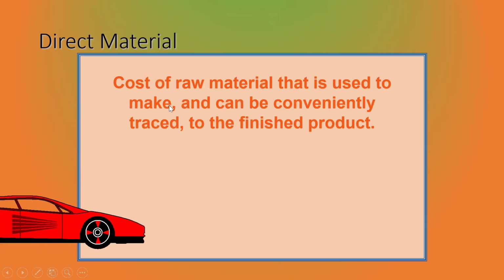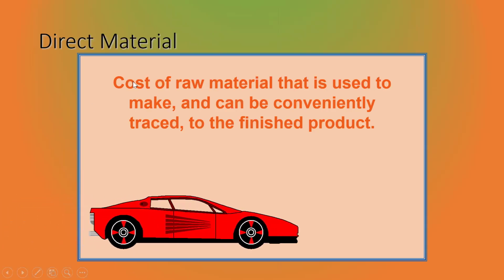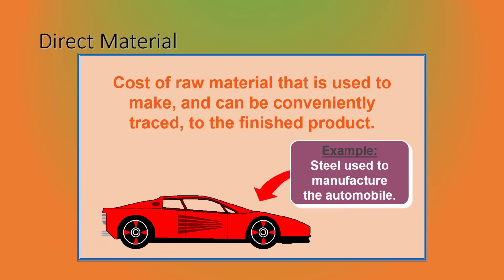First of all, direct material. So direct material is the cost of raw material that is used to make and can be conveniently traced to the finished goods. For example, steel used to manufacture the automobile, or the wood is used in making furniture. So, this means that direct material is directly traceable to the production of a specific product, and it is the integral part of final product.